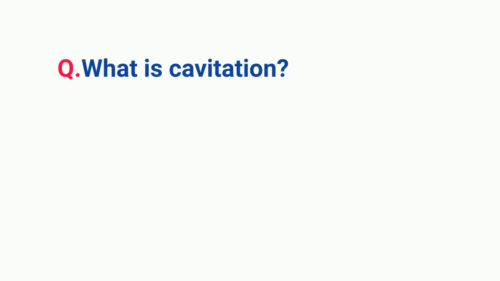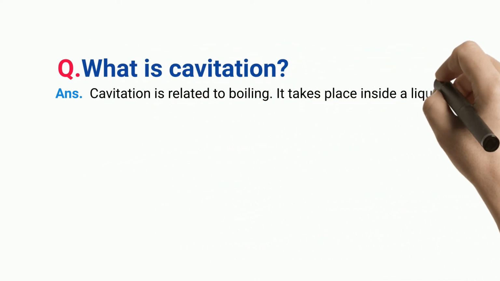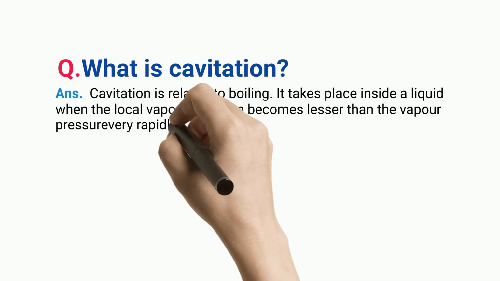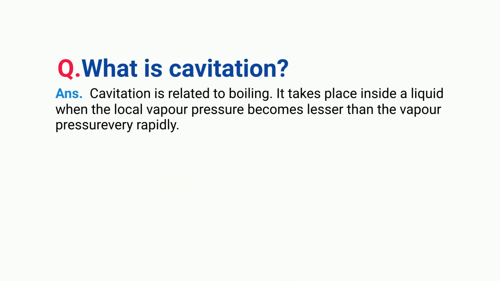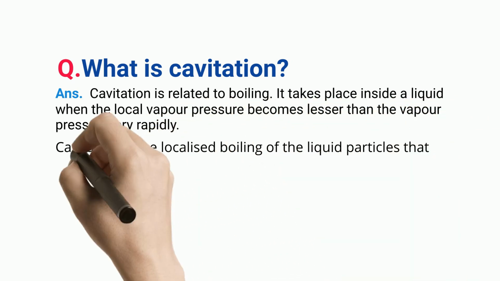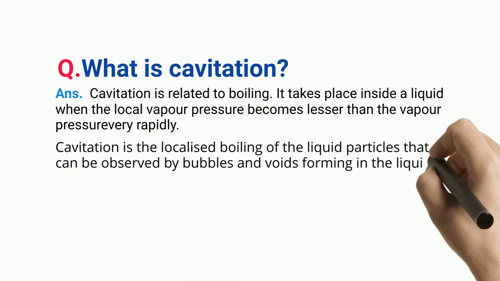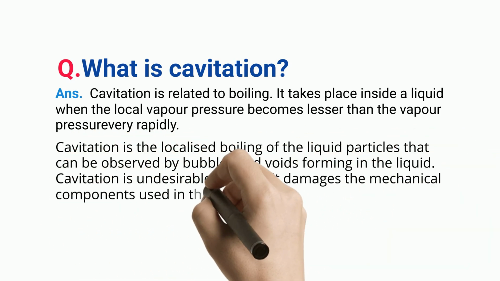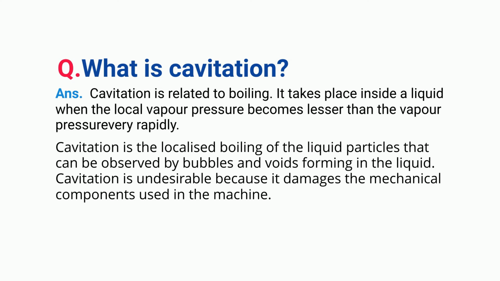What is cavitation? Cavitation is related to boiling. It takes place inside a liquid when the local pressure becomes lesser than the vapor pressure very rapidly. Cavitation is the localized boiling of the liquid particles that can be observed by bubbles and voids forming in the liquid. Cavitation is undesirable because it damages the mechanical components used in the machine.